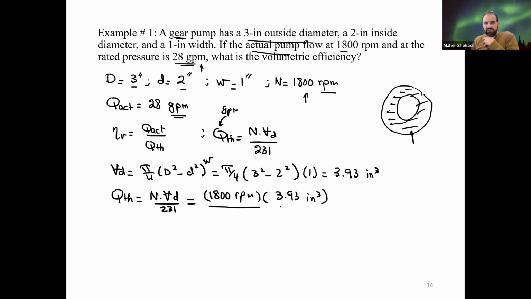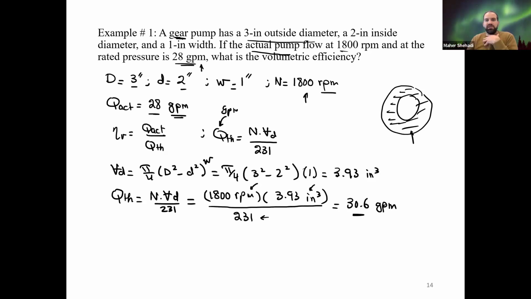The units here matter, because we're not going to cancel them. This has to be in cubic inches, and this has to be in RPM. And since I'm dividing by 231, that's the cubic inches per gallon, so we'll have gallons per minute as my answer. And I got here 30.6 GPM. It has to be larger than 28. If not, then don't continue.